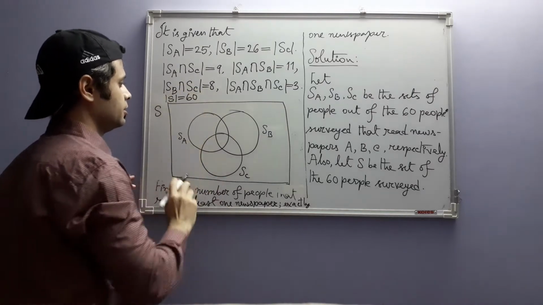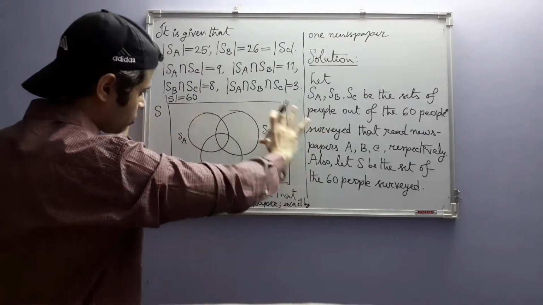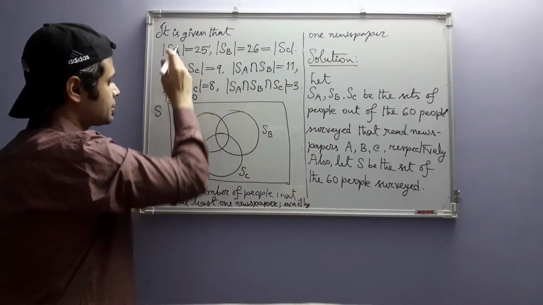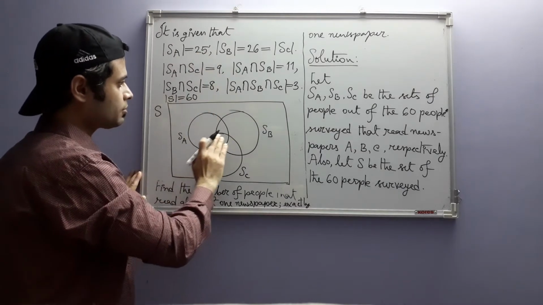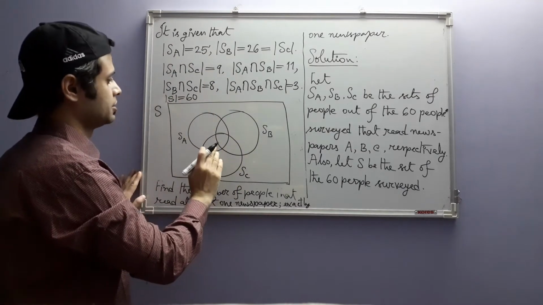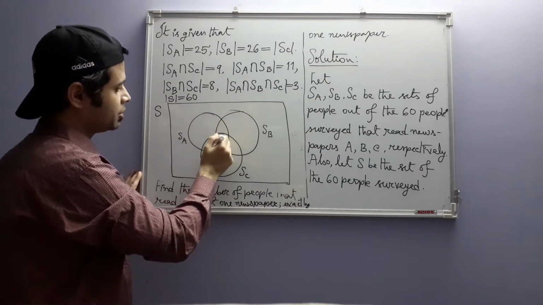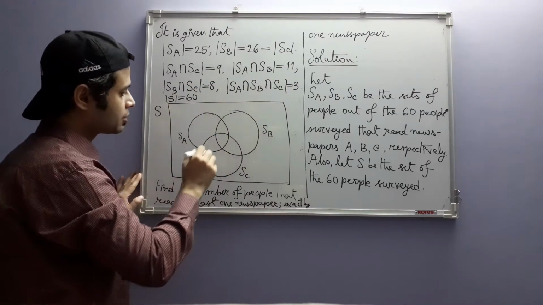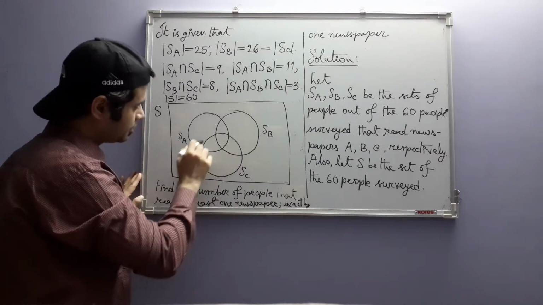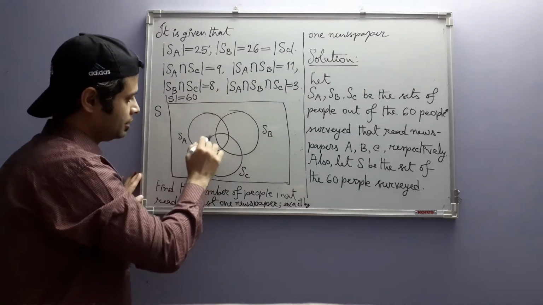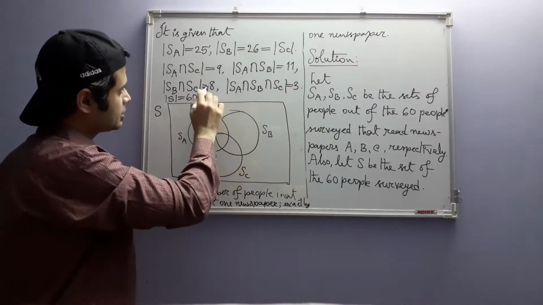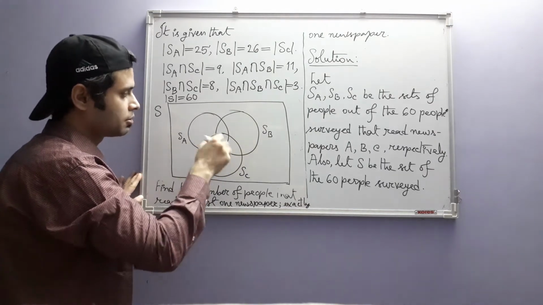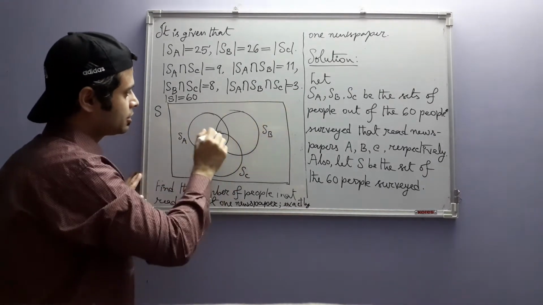Cardinality of S is 60. So out of these 60 people, this whole set, this rectangular region representing that set, SA has 25 people. SB has 26, SC has 26. And this part, which is common between SA and SB, that has 11 people. The part common between SA and SC, this part, that has 9 people, and the one between SB and SC, this part, it has 8 people. And the innermost region, the region that is common to the 3 of them, that has 3 people.